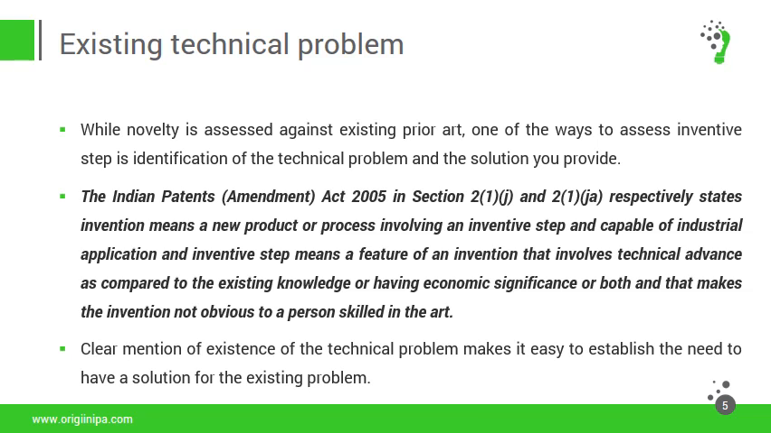Hence, you should always be aware of existing prior art to precisely know novelty of the invention and technical problem that you intend to solve by means of your invention. At the time of documentation or disclosure of the invention, giving background of existing technical difficulty and need to have a solution that your invention is capable of providing is very important. Clear mention of existence of the technical problem makes it easy to establish the need to have a solution for the existing problem.